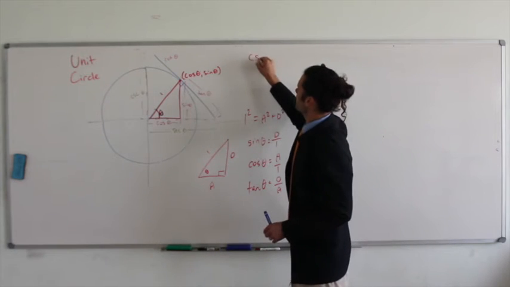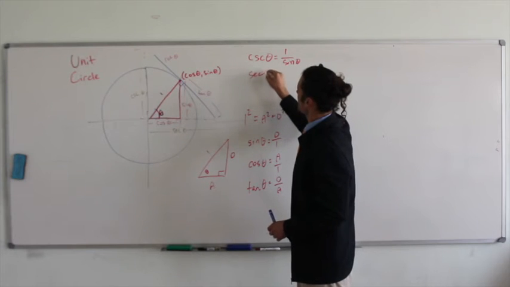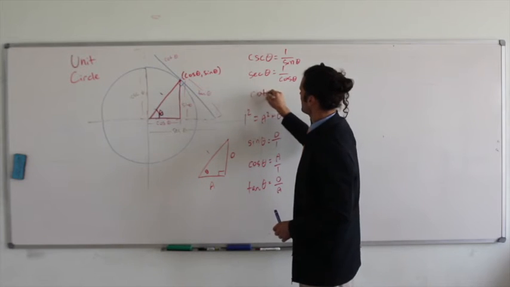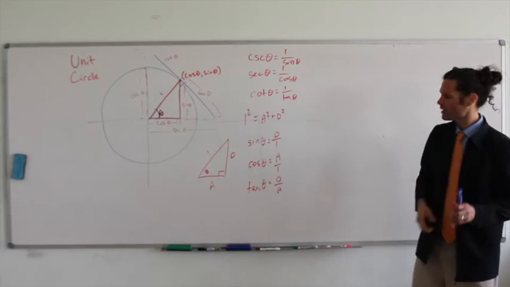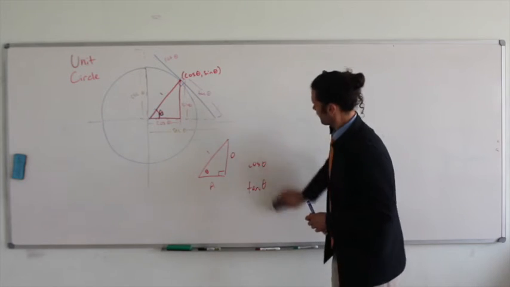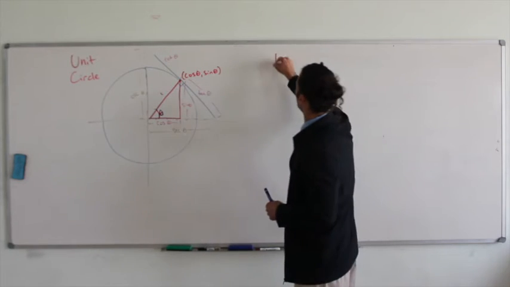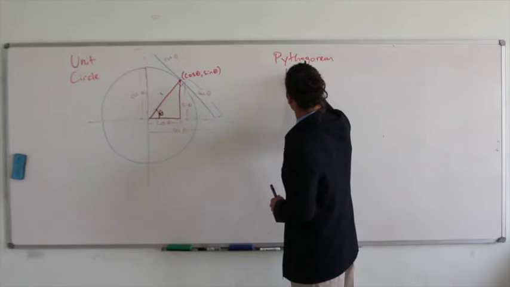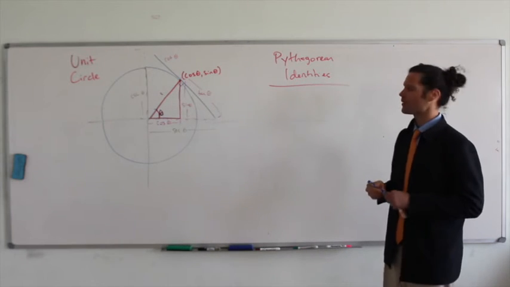Remember that cosecant theta is 1 over sine theta, secant theta is 1 over cosine theta, and cotangent theta is 1 over tangent theta. Right, those are basic trigonometric identities or ratios. And so let's have a further look at Pythagorean identities. And they are, just as they sound, related to the Pythagorean Theorem.